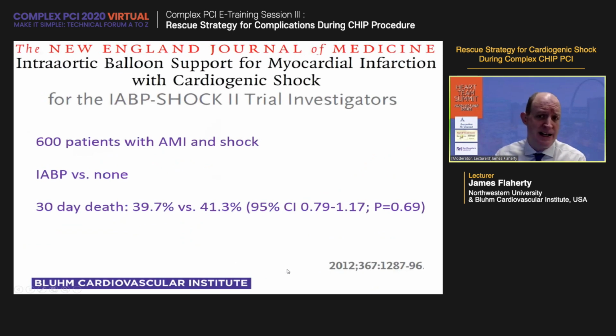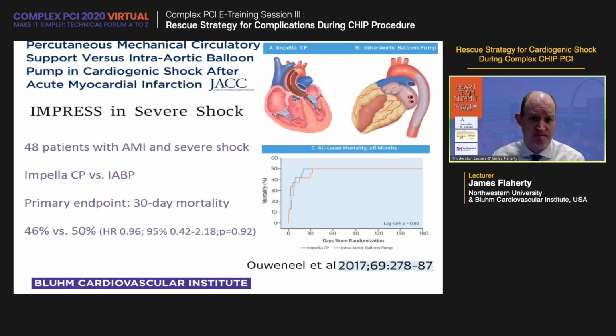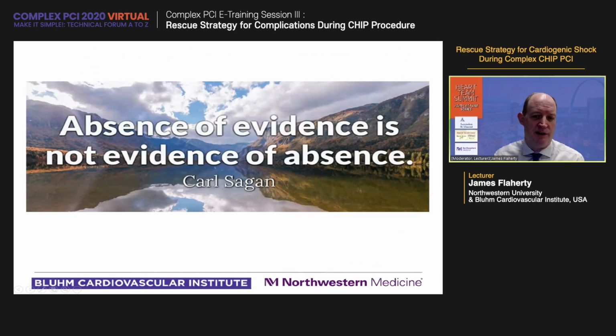However, the data on using support devices in our sickest patients is limited. The SHOCK 2 trial from 8 years ago did not show a benefit of balloon pump use in acute MI shock. And more recently, a smaller study comparing balloon pump with Impella was unable to show a benefit. Carl Sagan once said, the absence of evidence is not evidence of absence. These trials are very difficult to do, and it's very difficult to prove an endpoint, but we know that in certain cases, we need mechanical support to get out of a tough situation.